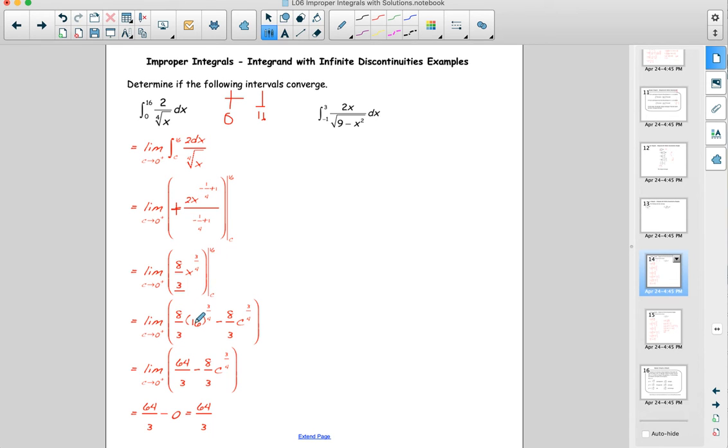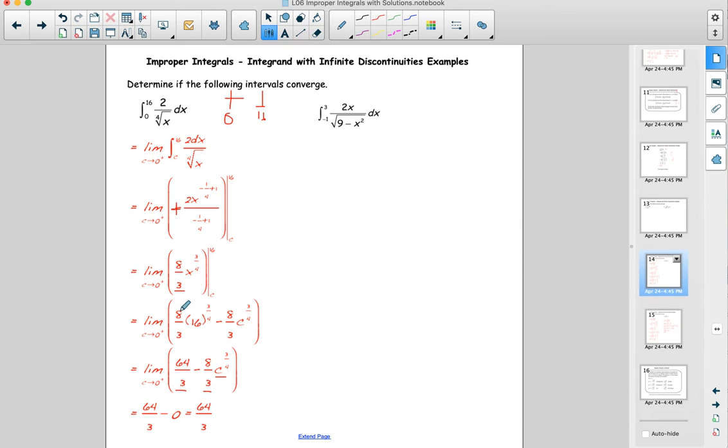Evaluating across our bounds of integration, plugging in the 16 first, 8/3 times 16 to the 3/4 minus 8/3 times c to the 3/4. The fourth root of 16 is 2, and 2 cubed is 8, and 8 times 8 is 64. So we get 64 over 3 minus 8/3 times c to the 3/4. We've simplified as far as we can, and now we will evaluate the limit.